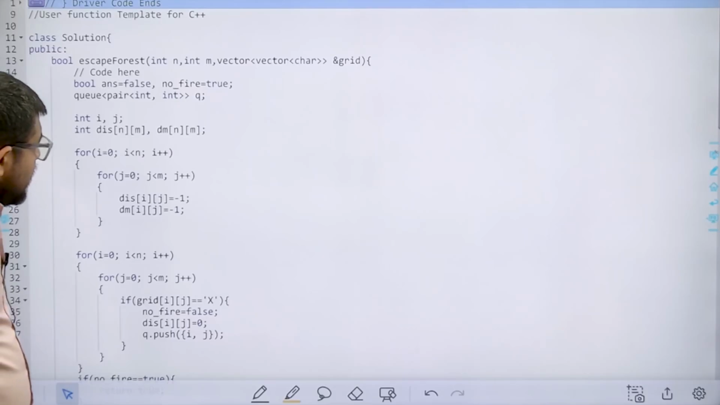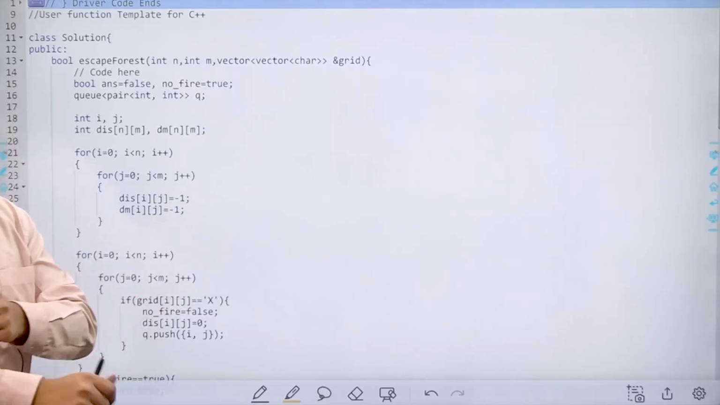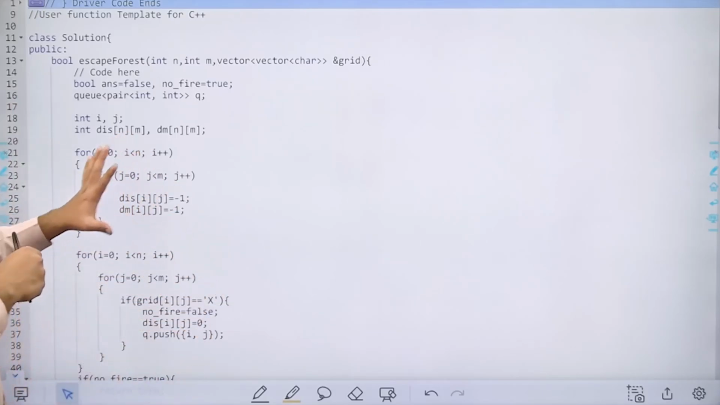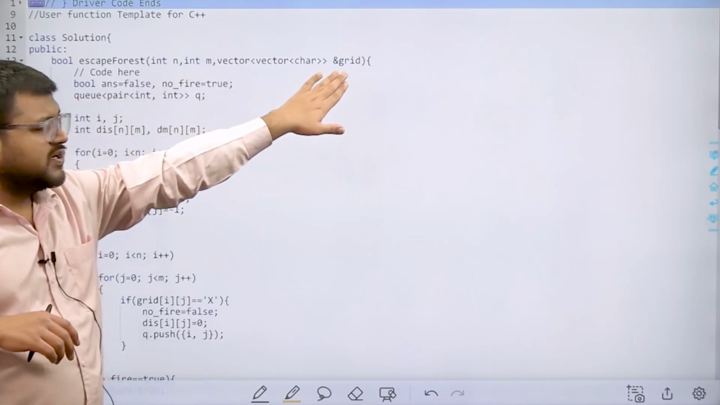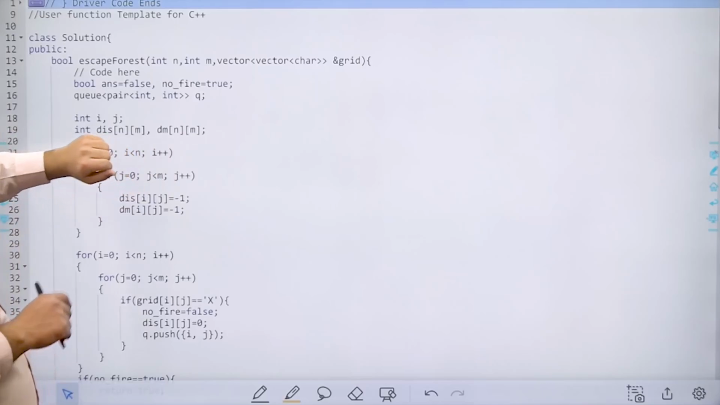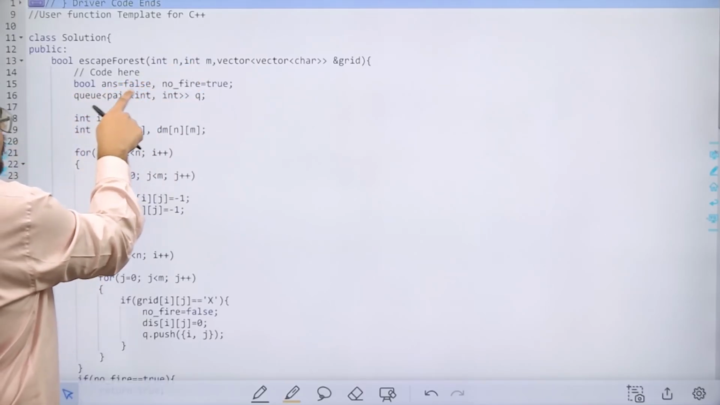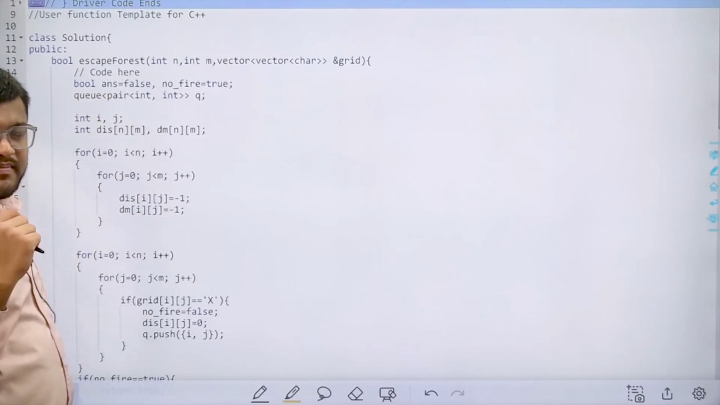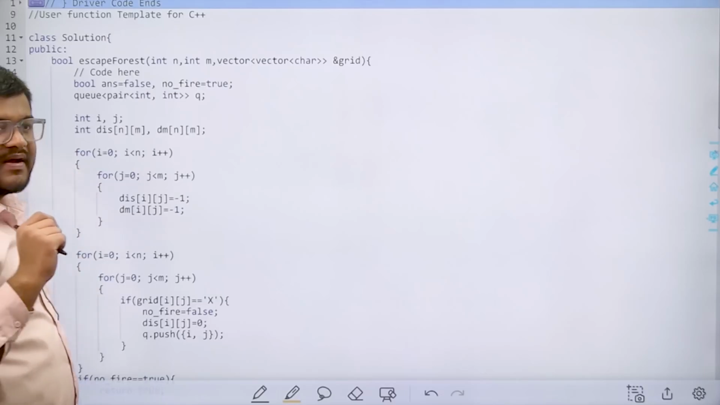The implementation is quite long, and you can also divide it into functions for better modularity, but I have not done that here. So see, this is the vector of a forest which will have x, m, or dot initially as per the question, and then this is the number of rows, this is the number of columns. First of all, I have marked answer as false. I have taken answer as false by default, and if I am able to reach any of the border cells, I will mark answer as true.